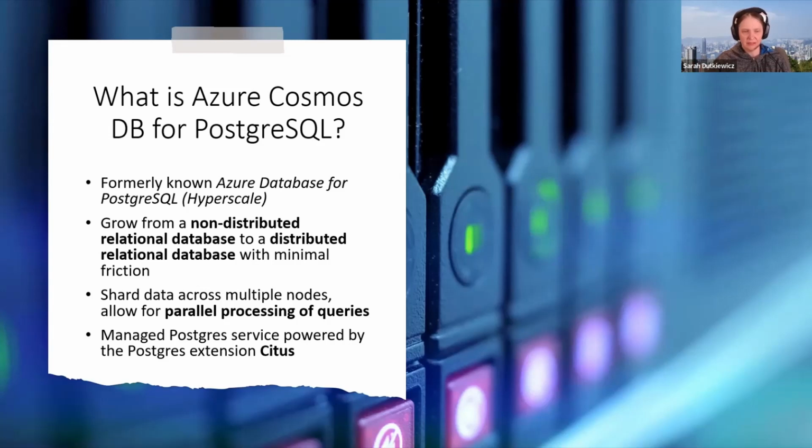Sharding data. What this allows us to do is group our data by a certain column and split it up, which allows us to do parallel processing of queries, so faster queries. This can also be a pain depending on how your queries are structured versus how you organize your data. Again, that's a whole separate talk. But Azure Cosmos DB for PostgreSQL is the managed Postgres service, and it's powered by an open source Postgres extension called Citus.